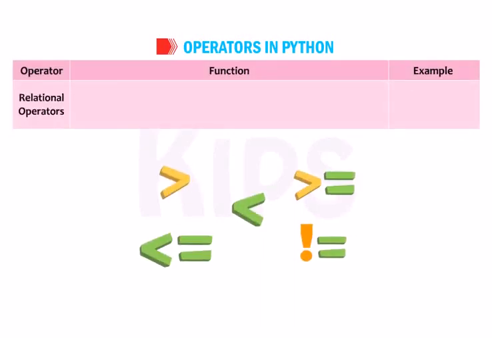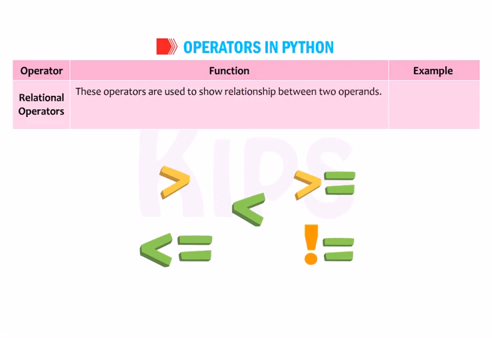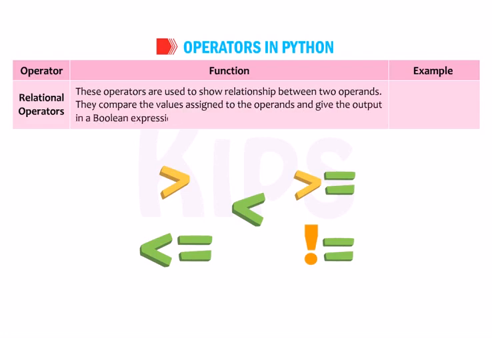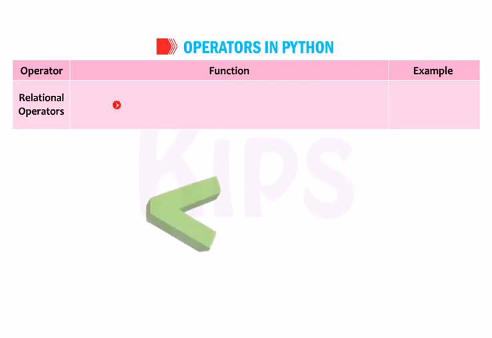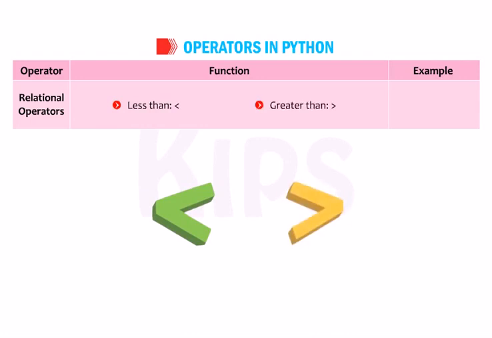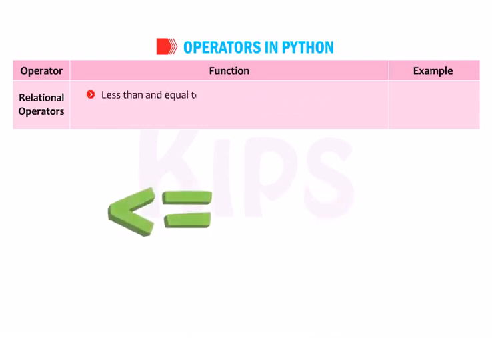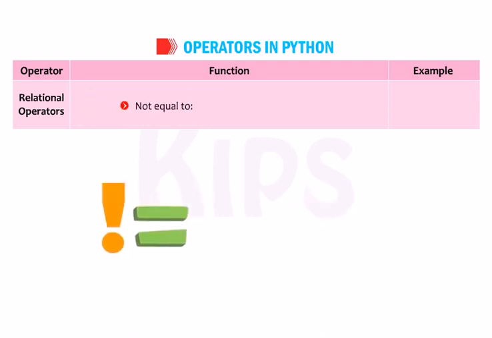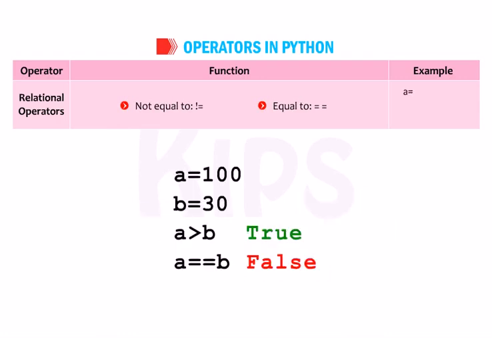Operator: relational operators. These operators are used to show the relationship between two operands. They compare the values assigned to the operands and give the output as a Boolean expression. These are less than, greater than, less than or equal to, greater than or equal to, not equal to, equal to. Example: A equals 100, B equals 30. A is greater than B: true. A is equal to B: false.